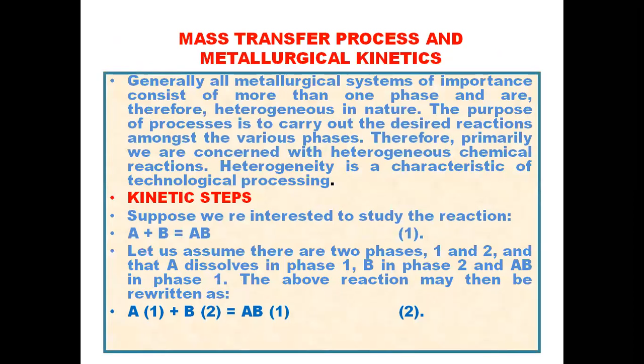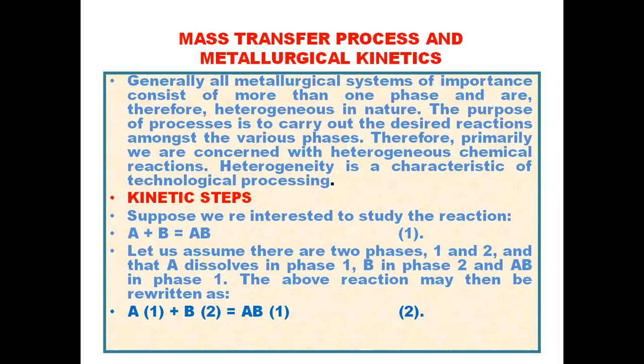Now let us come to the first segment, that is mass transfer process and metallurgical kinetics. Generally, all metallurgical systems of importance consist of more than one phase and are therefore heterogeneous in nature. The purpose of processes is to carry out the desired reactions amongst the various phases. Therefore, primarily, we are concerned with heterogeneous chemical reactions. Heterogeneity is a characteristic of technical processes.